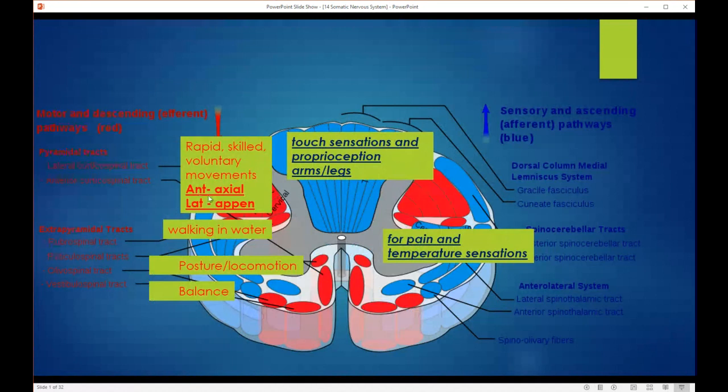Okay. And then over here within the pyramids, you have your rapid and skilled voluntary movements. So the anterior corticospinal tract is going to be for axial. The lateral corticospinal tract is going to be for the appendicular. Okay. Then you have your extrapyramidal tract. So the rubrospinal tract is going to be for walking in water. Then you have your posture and your locomotion. And then you have your balance with your vestibulospinal tract.